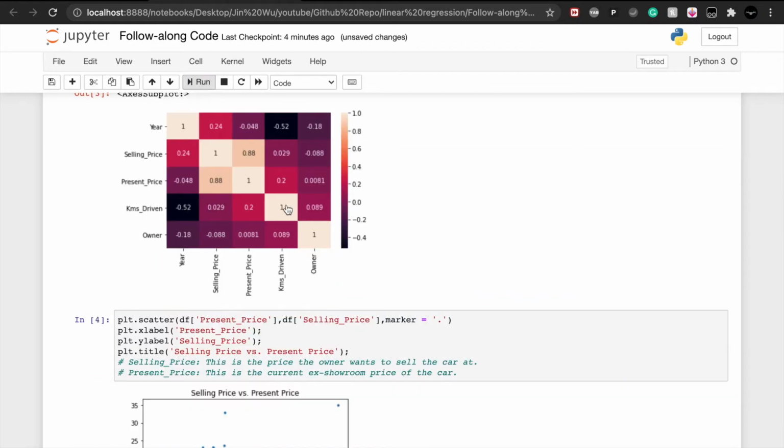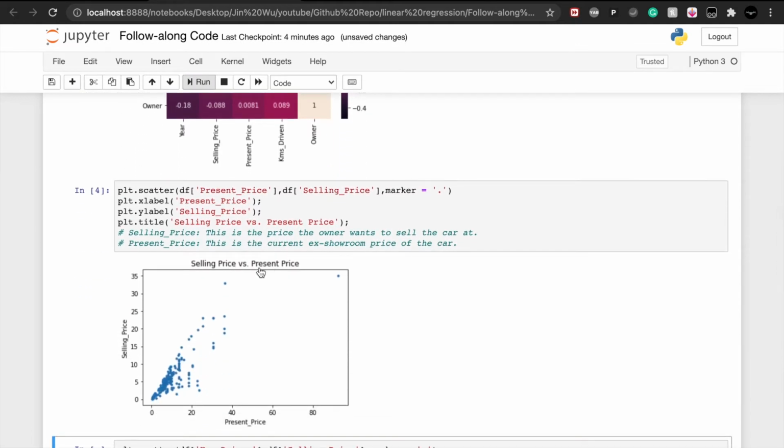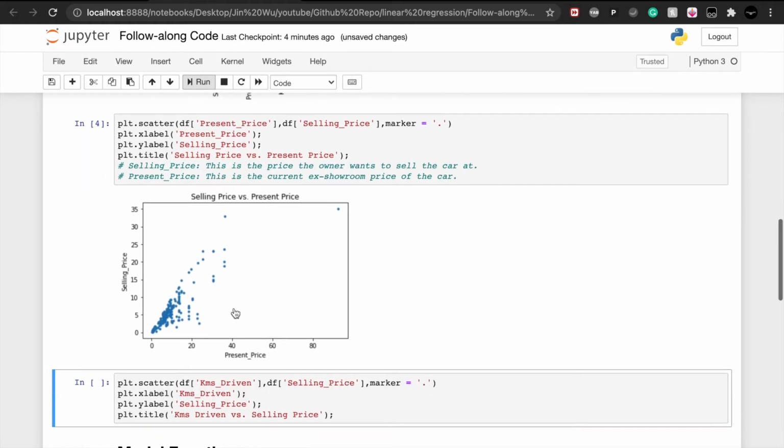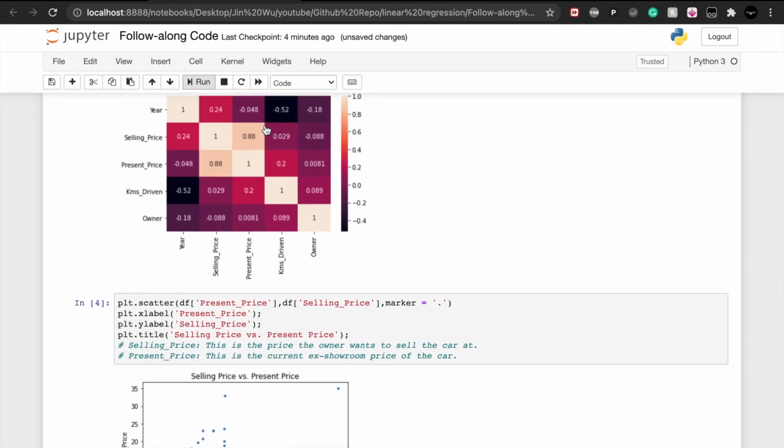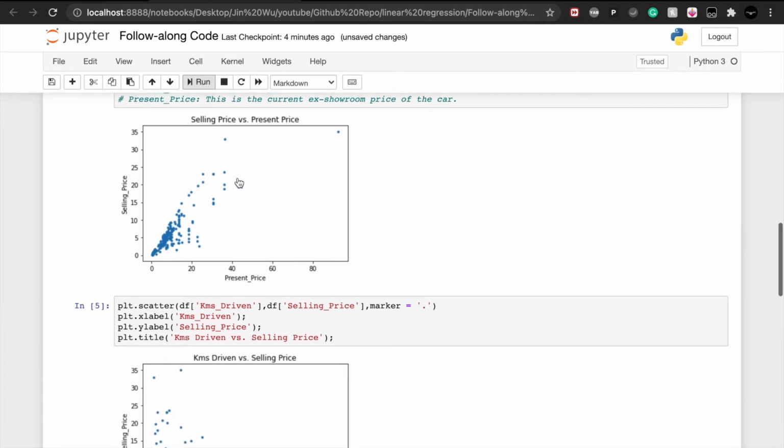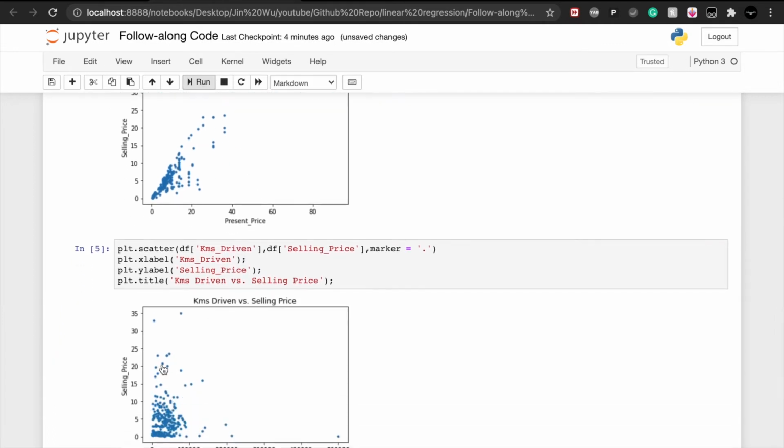Next, let's actually draw the scatter plot between the selling price and the present price. And we see in the x-axis we have the present price, and the y-axis we have the selling price, and we do see a linear relationship between them. And it's positive and it's very strong. In contrast, let's take a look at the kilometers driven, which has the smallest correlation in magnitude with the selling price. So if we draw the scatter plot, we see basically a rectangular box right here, and there's no linear relationship between them.